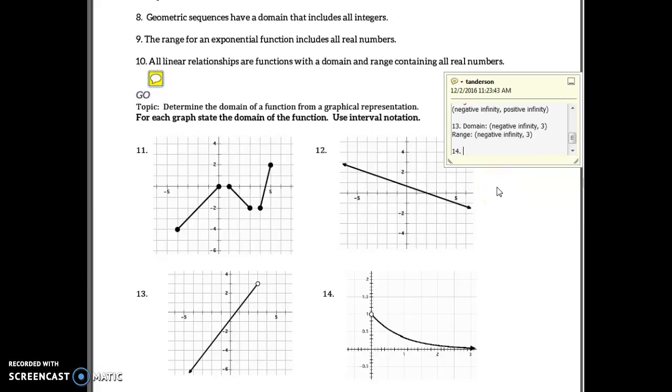14. Domain, leftmost point is 0 until positive infinity. Range, the lowest it's going to go is 0 until, what's that, 1, or 0 to 1. All right, there you guys are.